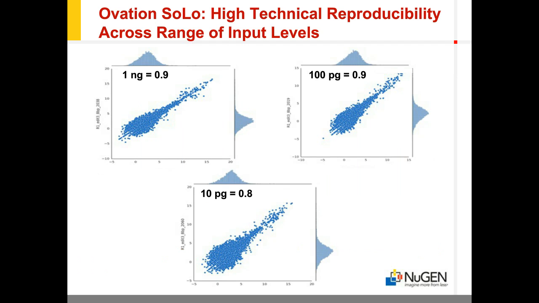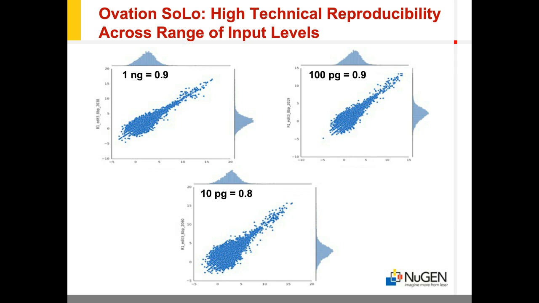We have additionally assessed the level of technical reproducibility from a range of input levels from purified RNA. As shown here, both 1 nanogram and 100 picogram input had a measured correlation of 0.9, and at 10 picograms it was 0.8. This high level of technical reproducibility demonstrates that libraries produced with the Solo workflow can be compared to each other across sample types with confidence that differences detected between samples are biologically accurate.